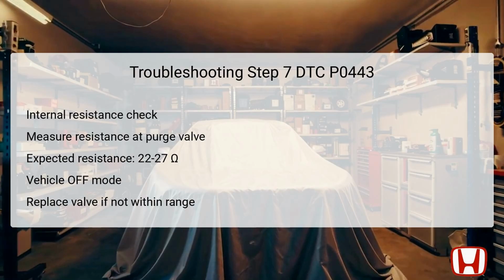If the measurement falls within this acceptable range, the EVAP Canister Purge valve is operating correctly, and you may need to consult authorized service information related to any DTCs or related symptoms of issues. Conversely, if the resistance does not align with expectations, it strongly indicates that the valve has failed internally, necessitating its replacement to restore functionality and eliminate the DTC.